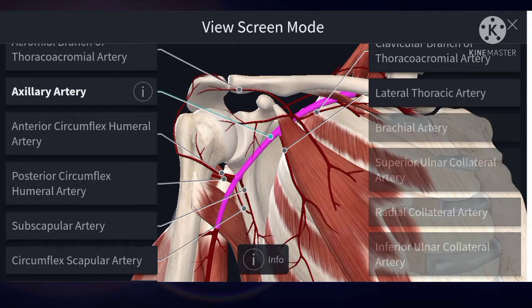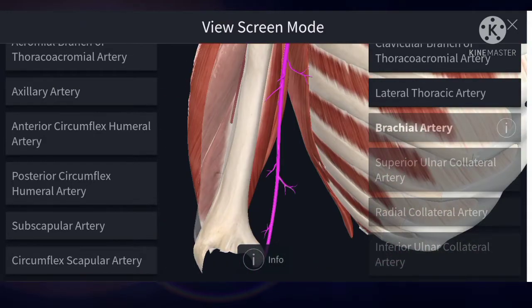Firstly, we will see the axillary artery. As you already know, the axillary artery is a continuation of the subclavian artery and it extends from the outer border of the first rib, as you can see here clearly, to the lower border of the teres major muscle. And at the level of the teres major muscle, it continues as the brachial artery, as you can see here clearly.